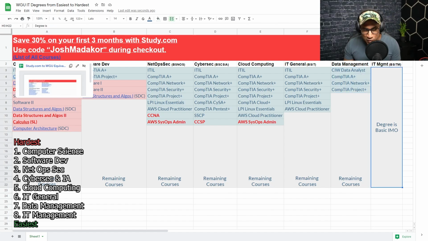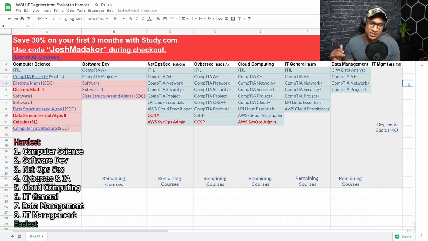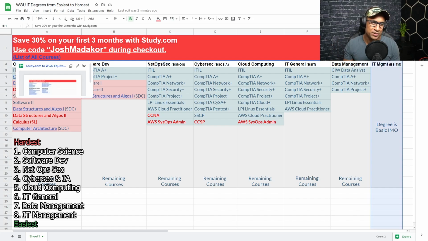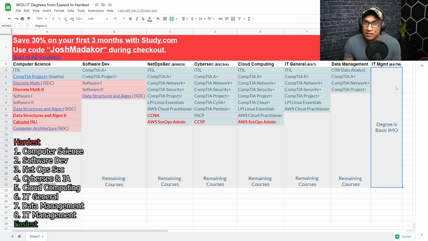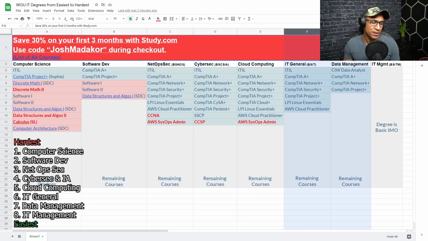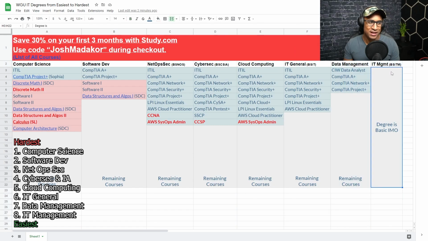And then the absolute easiest degree is the Bachelor's of Science in IT Management. For somebody who just wants to get a bachelor's degree and get it out of the way, I highly recommend this degree. Not that it's necessarily easy per se, but it's easier compared to these other degrees offered by WGU, while still being a Bachelor's of Science in IT. Technically, it's part of the School of Business, but it's still Bachelor's of Science in IT Management.